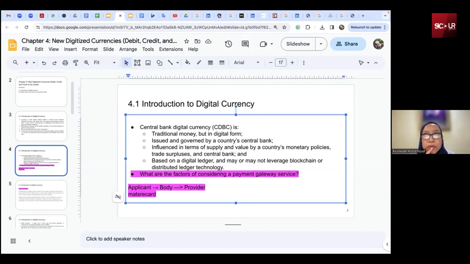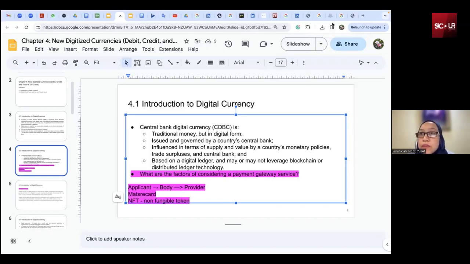I think we don't use Bitcoin in any transaction, unless you have a platform. Like I was involved in a project with NFT. Have you ever heard of NFT? NFT, non-fungible token.